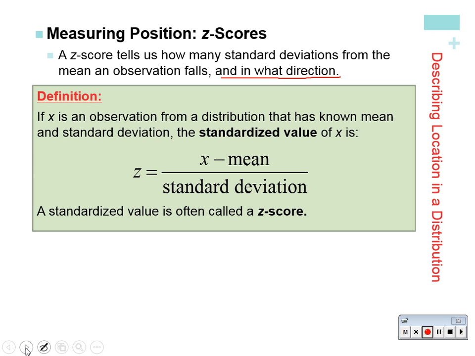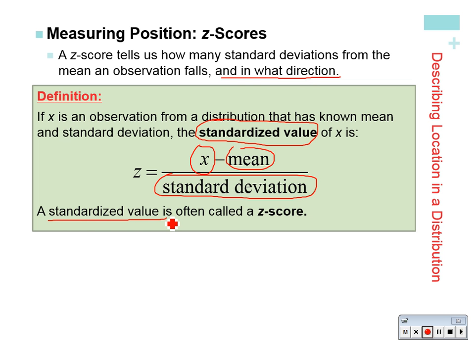In terms of how you find a z-score, another name for a z-score is a standardized score or standardized value. Sometimes you hear z-scores referred to as standardized scores, and that's basically what they mean. Here's the formula: the data value minus the mean, divided by the standard deviation of the data set. That's where the standardized value comes from. It measures how many standard deviations from the mean a given data value is.